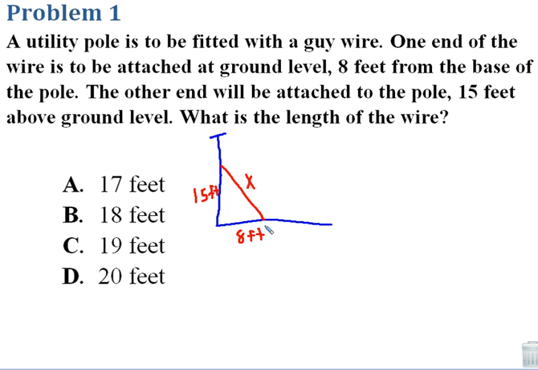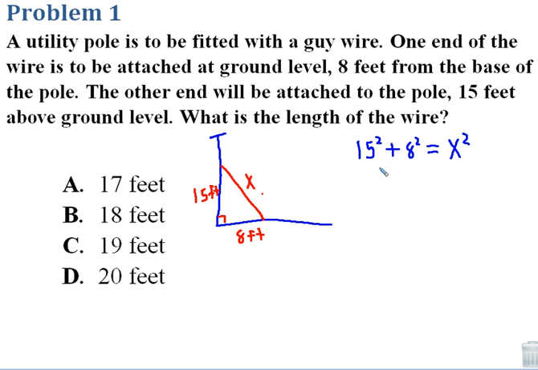We'll call that X. And we'll assume that pole is coming out of the ground at a right angle, allowing us to apply Pythagorean theorem. Again, I know two sides of a right triangle. We can solve for the third side with Pythagorean theorem. So we can set up that A squared plus B squared equals C squared, where my A and B are the legs. So we have 15 squared plus 8 squared will be equal to, in this case, we're calling it X squared.